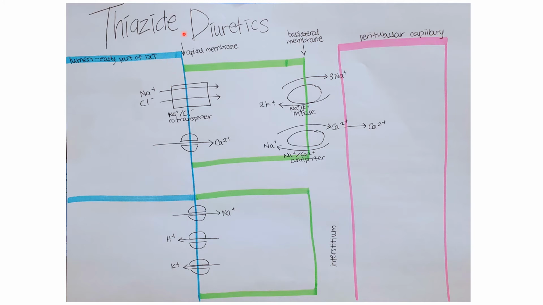So here is the apical membrane. The apical membrane, or luminal membrane, is the membrane of the cell that's orientated towards the tubule, okay? And the basolateral membrane is the membrane that's orientated towards the capillary. Okay, so I hope that's clear for now.